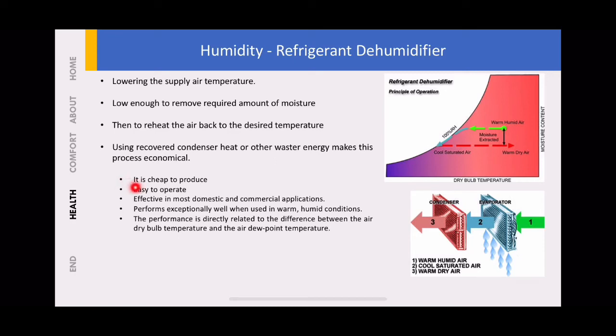Why? It is cheap to produce, easy to operate, effective in most domestic and commercial applications, and performs exceptionally well if you use it in warm, humid condition. And lastly, the performance is directly related to the difference between the air dry bulb temperature and the air dew point temperature.